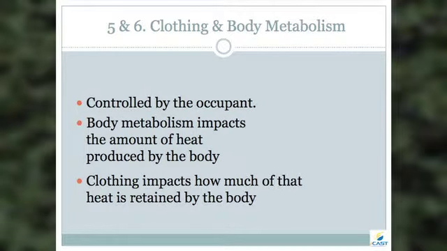These two factors you need to be particularly careful about. Okay, when we get into the homeowner's building, we're talking to the building occupant, we want to be very careful about what we say about these two factors. However, we want to definitely keep those factors in mind when we're doing our investigation into issues going on with the house. Clothing, like body metabolism, impacts how much heat is retained by the body.